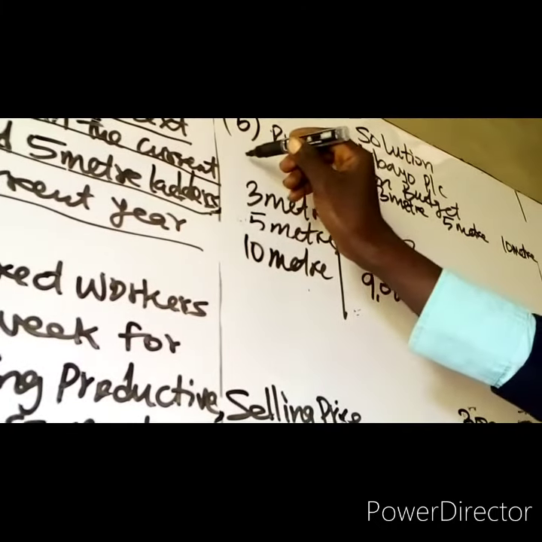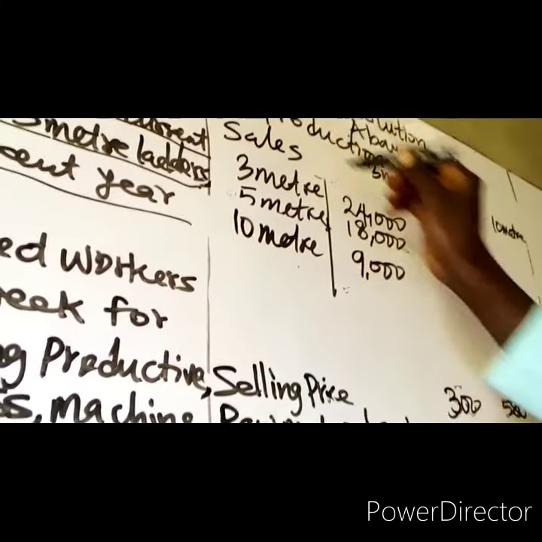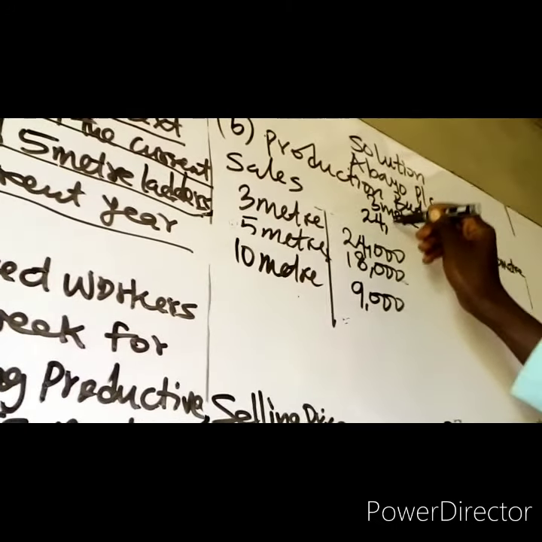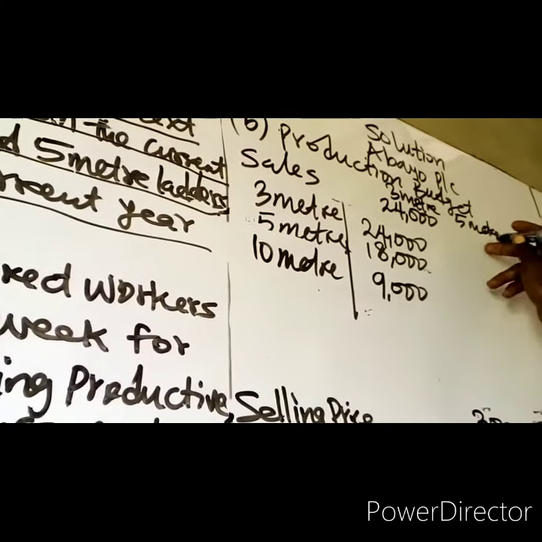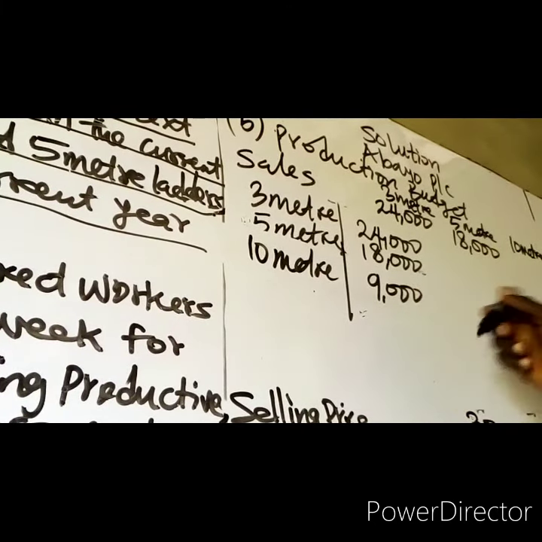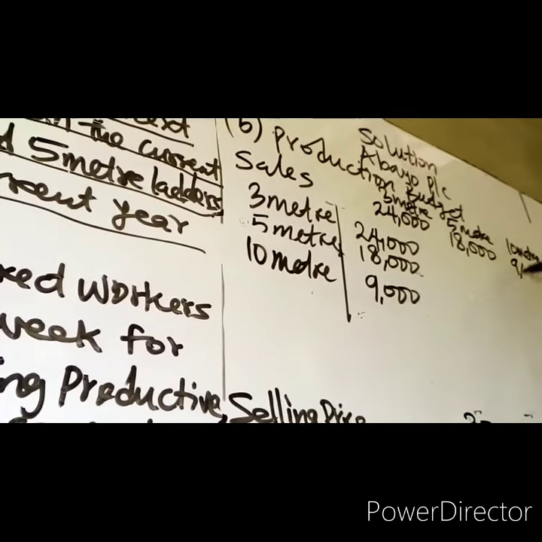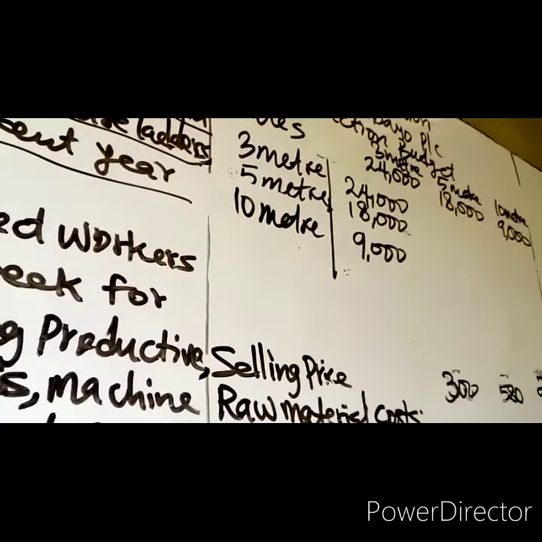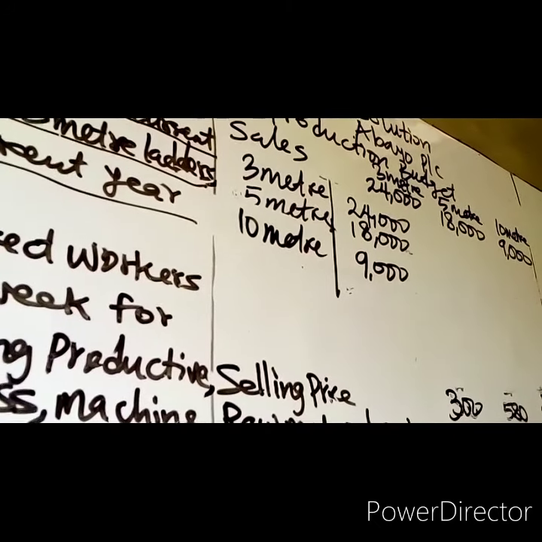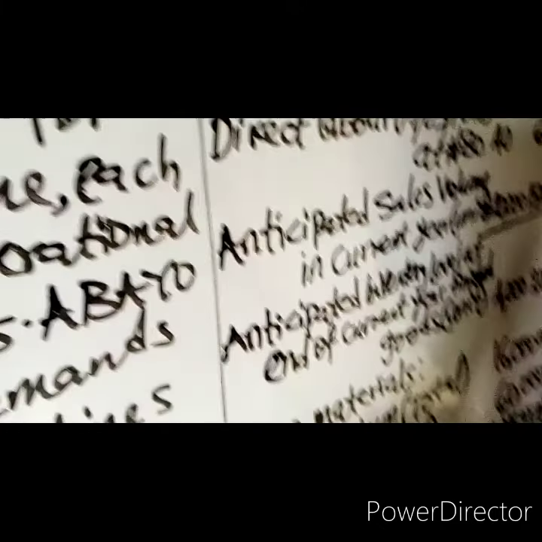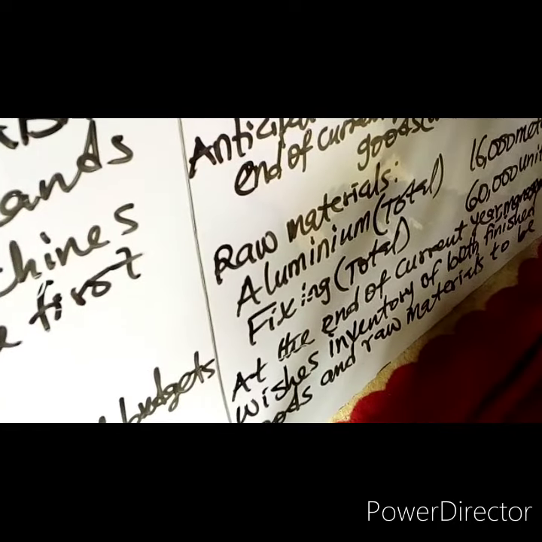So we have the budgeted sales volume. For 3 meter, we have 24,000. For 5 meter, you have 18,000. And 10 meter, we have 9,000. That is the sales volume. Then, to this sales volume, you add the closing inventory of finished goods. Check the note. Closing inventory of finished goods.